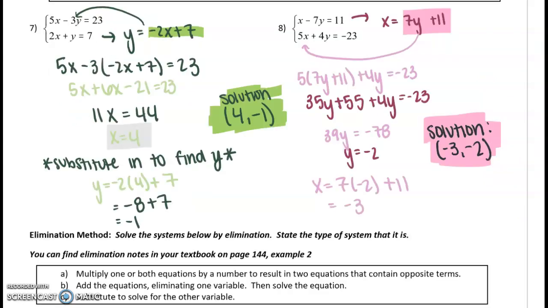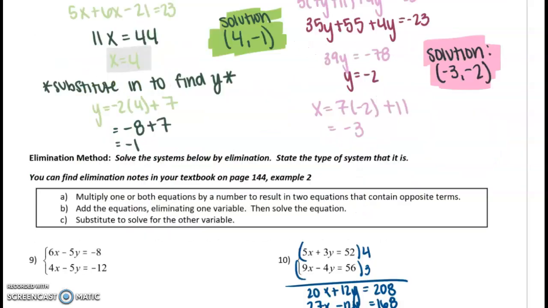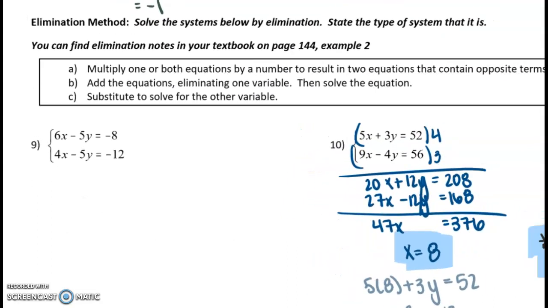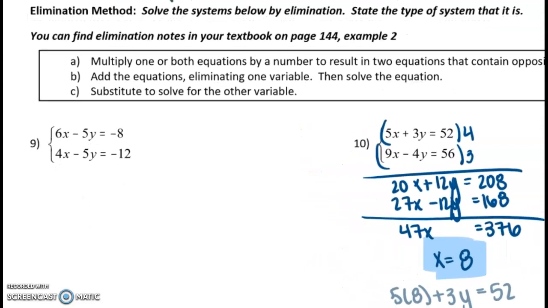Alright, so here you should get positive 4, and once you have that 4, you can go ahead and substitute that back into the equation to find y. So I want you to do number 8 and make sure you're able to get to that solution. Now for elimination, I already did 10, but I need you to go ahead and do it after you do number 9, after we do 9 together.